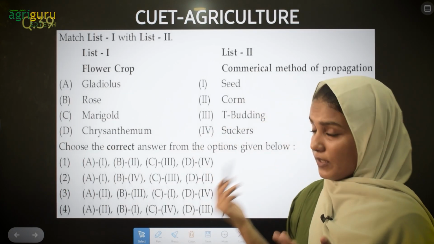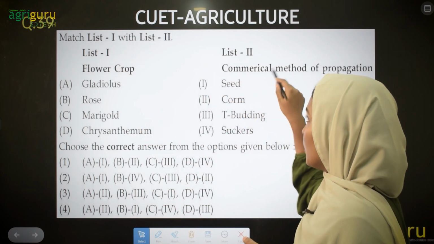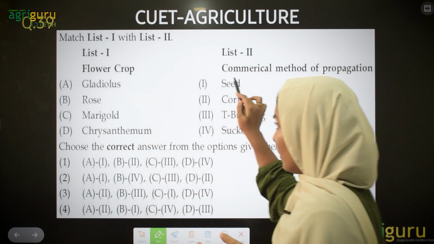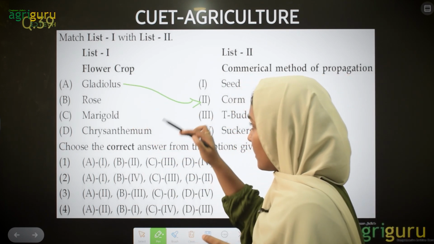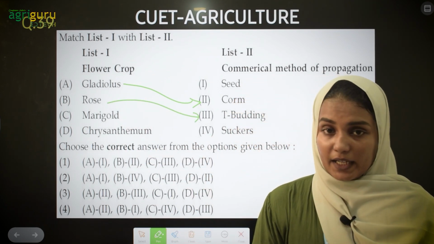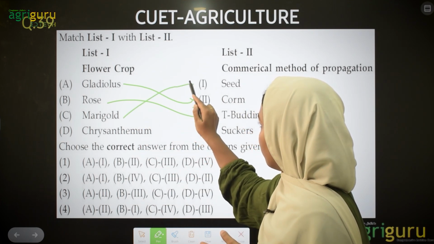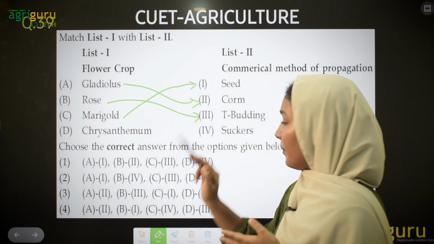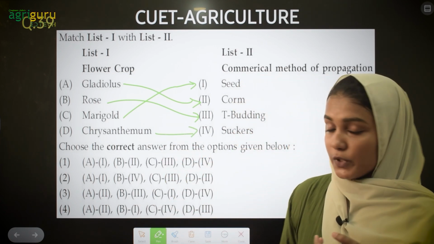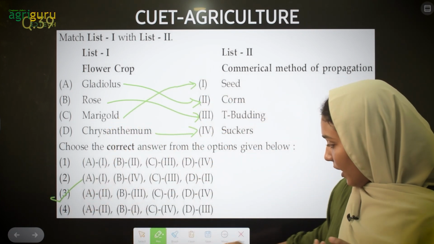Match list 1 with list 2 as before. List 1 is a list of flower crops, and list 2 is the commercial method of propagation. The first flower is gladiolus. Gladiolus is propagated through corms, rose through T-budding, and marigold through seeds. Then chrysanthemum is propagated through suckers. The answer here is option number 3, for question number 39.